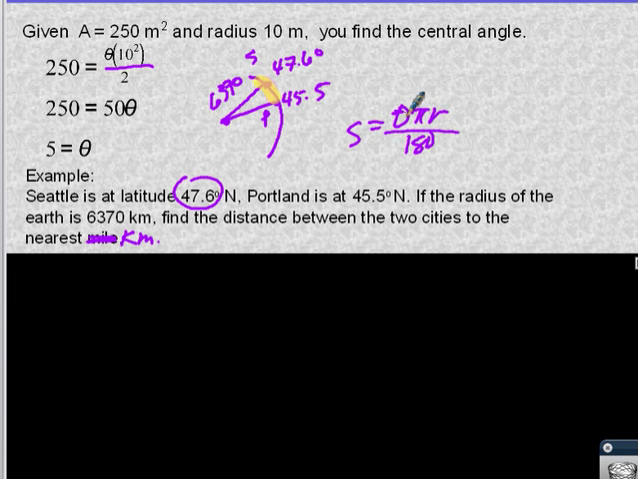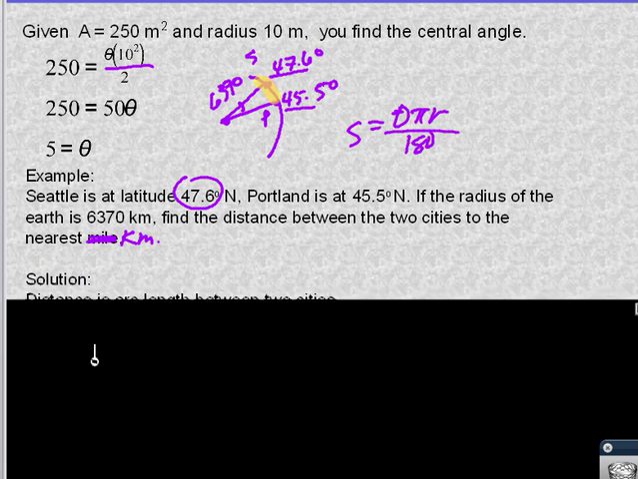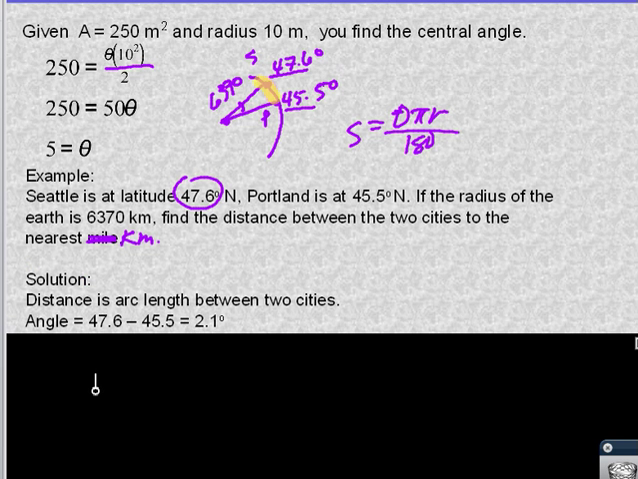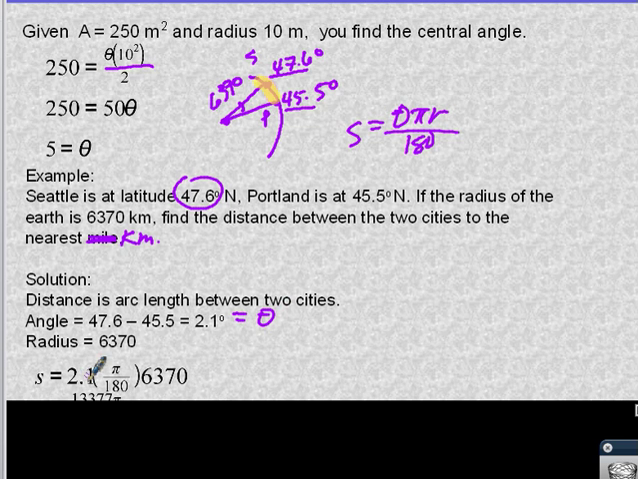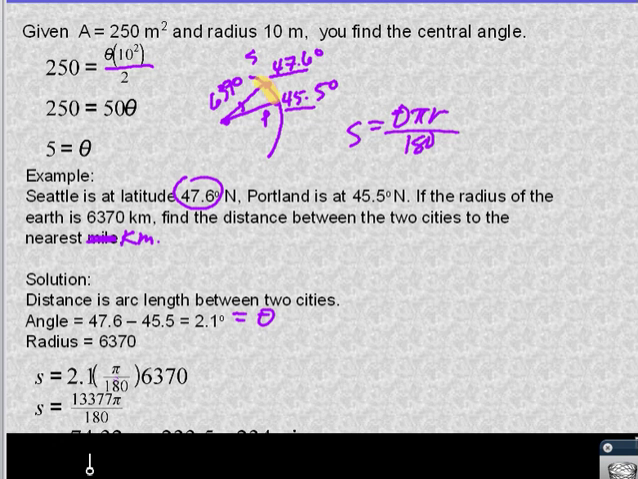We have our radius. We don't have our theta. We need to calculate it. Our theta is here, and all it is the difference between this latitude and this latitude. So to find our angle, we just subtract the two degree values. So this is going to be theta. And now we're going to plug it into our arc length formula. So theta times pi over 180 times our radius. It's going to be 13,377 pi divided by 180.